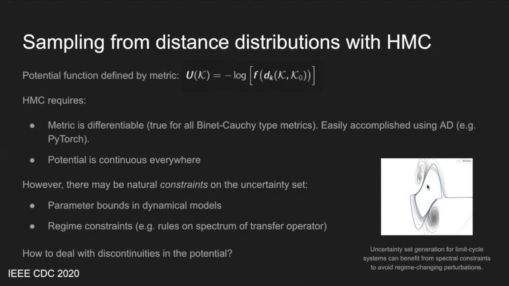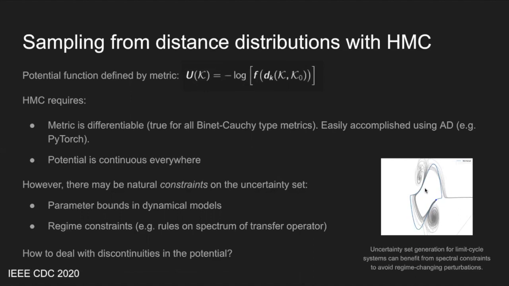So for example, on the left, we have unconstrained perturbations of a limit cycle system, which is the van der Pol oscillator. And we can see that even with the metric that we have proposed, these perturbations easily venture at long times into these attractor systems, which is very distinct from the original limit cycle system.